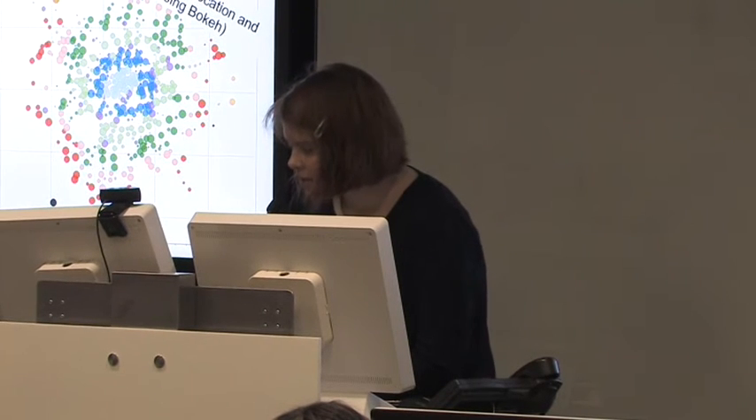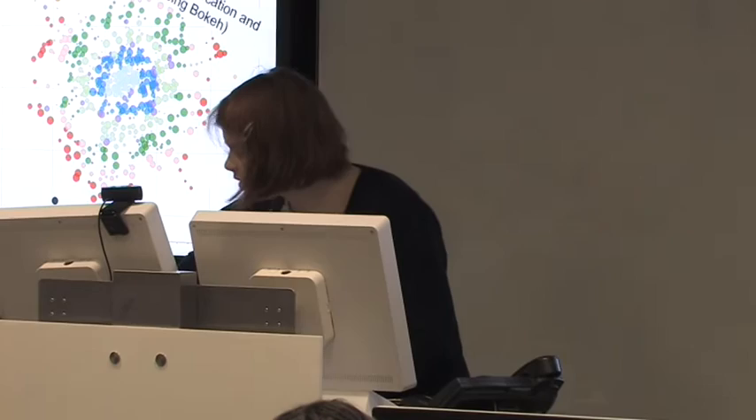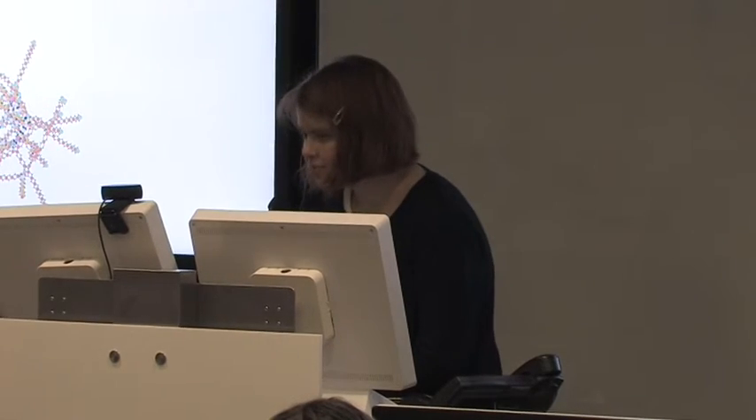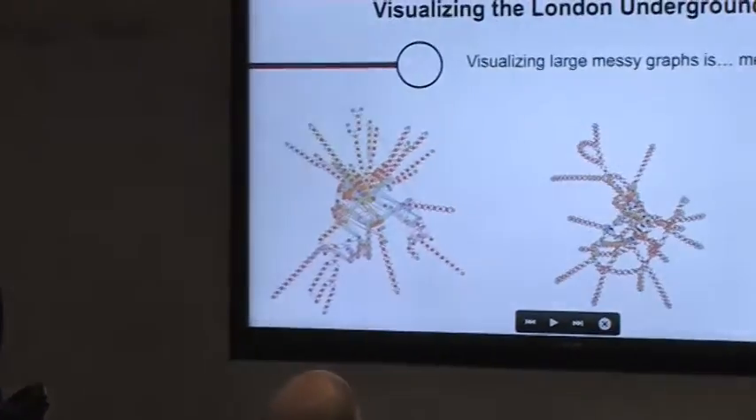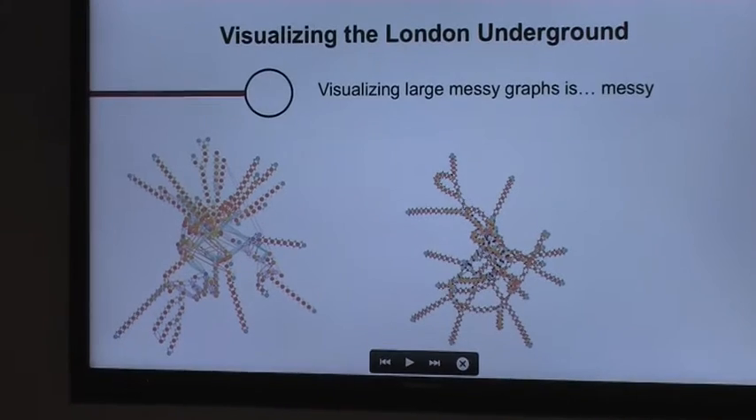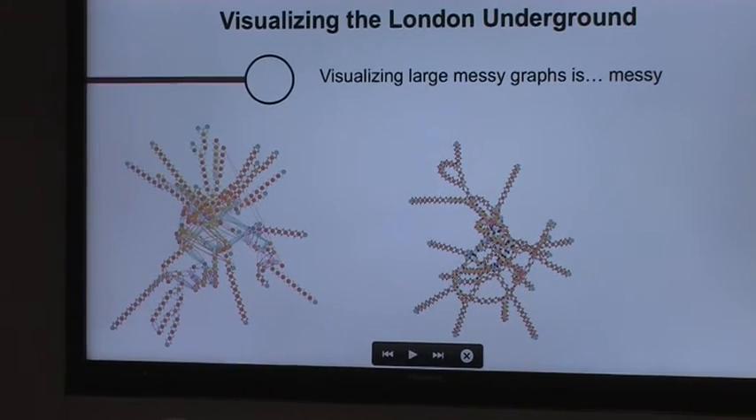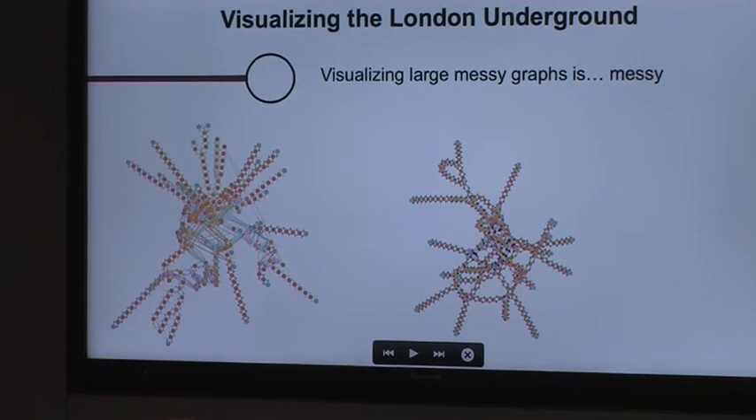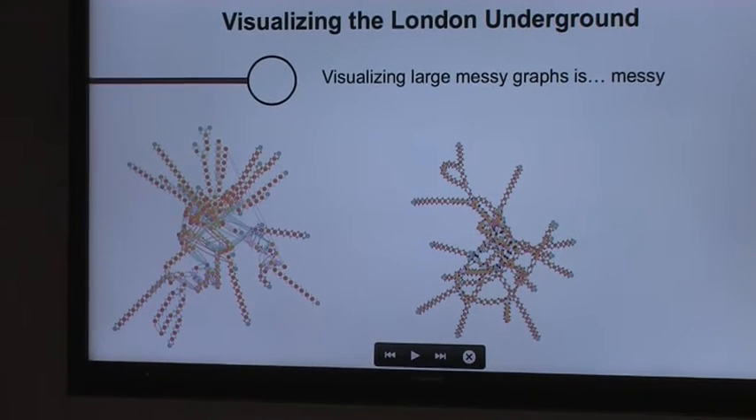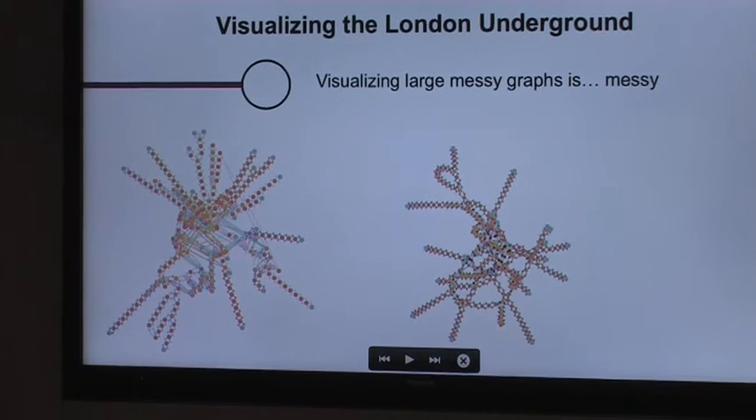After that, I tried to do some visualizations using graph draw, and I came up with less than impressive results. So visualizing messy graphs is, well, it's messy, and as you can see, you can't really tell anymore where the Bakerloo line or the Central line is. It's just all one mess. Also, adding vertex labels is quite impossible for a graph of almost 300 nodes. So what can you do about this?